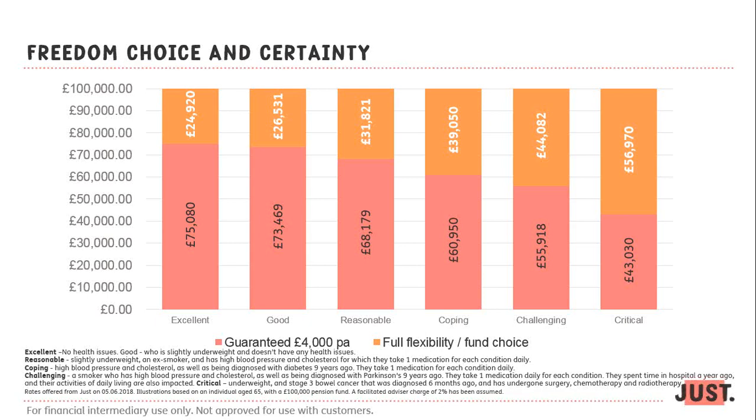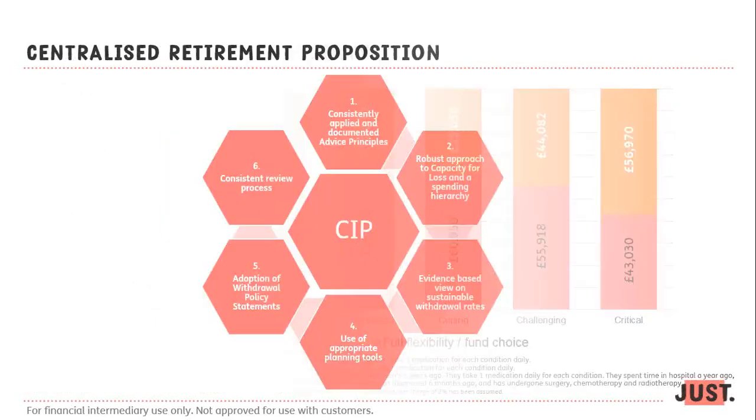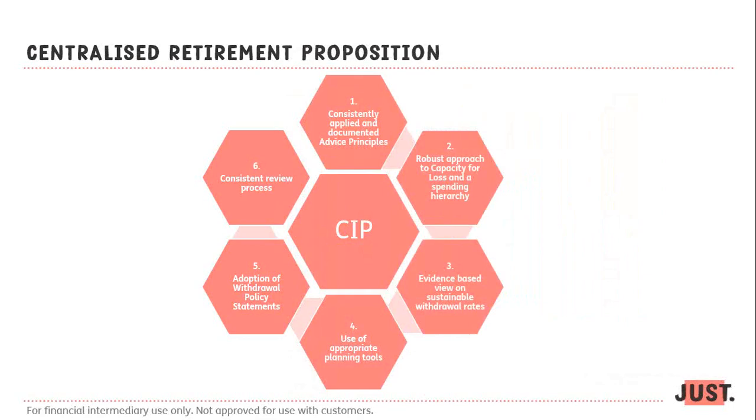It gives the other side of the equation, going back to the CRP. We started talking right at the beginning about what the advice philosophy is in terms of the approach that people take. Dave went through that principles-led situation of evidencing the client's capacity for loss first, and then building the journey from there. And obviously, as we've just seen, there are various ways of doing that.